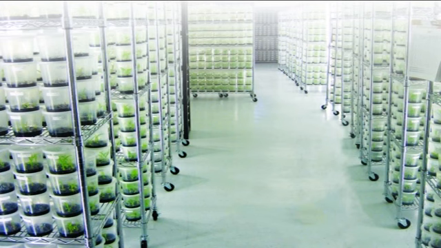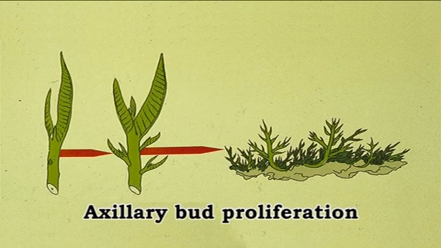A small plant cutting or explant is surface sterilized and inoculated into a culture vessel containing a semi-solid nutrient medium. The inoculated culture vessel is incubated at room temperature. In a day or two, a large number of shoots develop from the axillary bud in a process known as axillary bud proliferation.